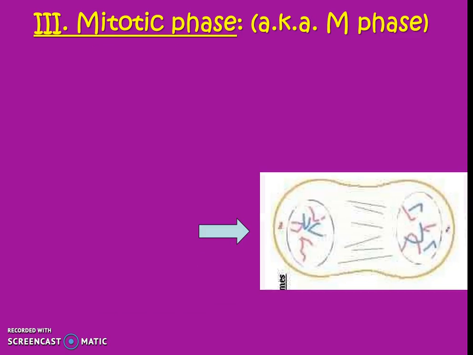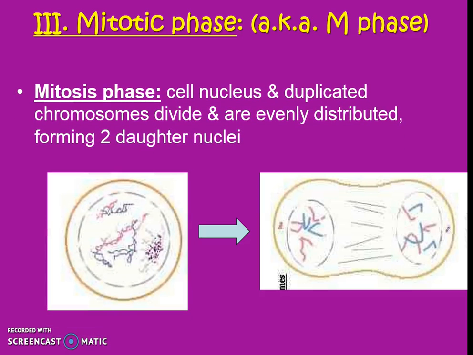So we're not going to learn every step of mitosis right now. We'll do that at another time. But here's the big important stuff that happens in mitosis. Really, the cell is dividing, all right, its nucleus. The cell nucleus gets duplicated.